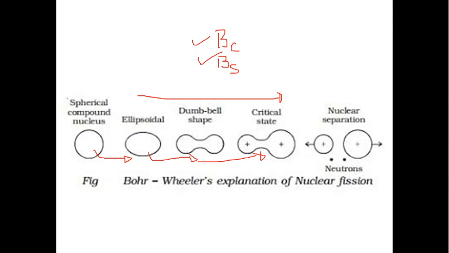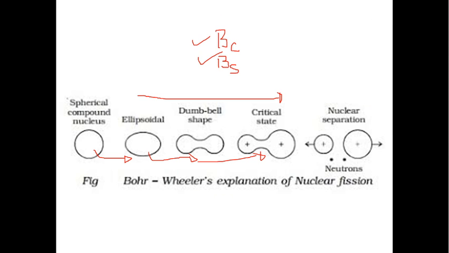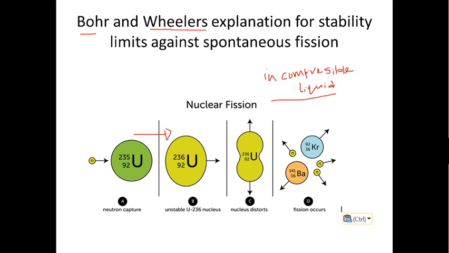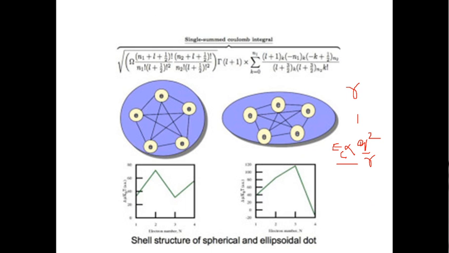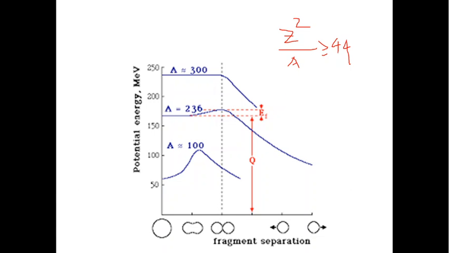The smaller elements are not fissionable for the simple reason that the value of Z square upon A is such that the gap, the potential barrier gap, this gap which I was again referring to, this gap here, is very large. For smaller elements, this gap reduces as A increases. So the lighter elements are very difficult to undergo fission.